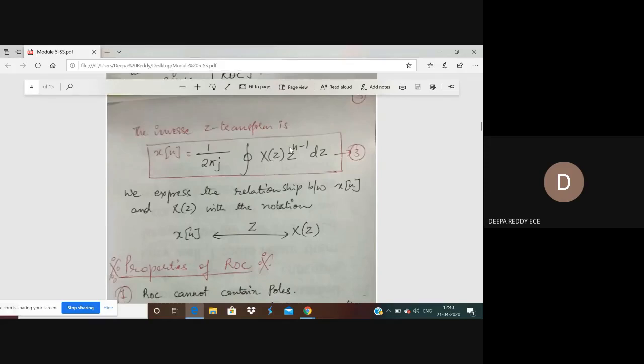From X of z, you have to get back x of n. What is x of n? X of n is equal to 1 over 2 pi j, and this integral, if you put a circle, you say it is over a contour, X of z, z to the power of n minus 1 dz. So this is the inverse Z transform expression, which we will call 3.